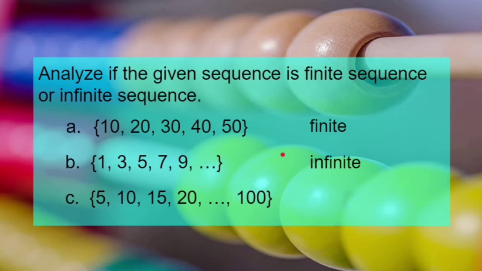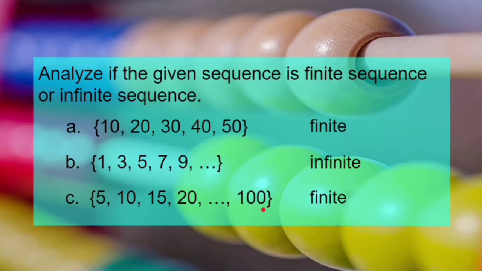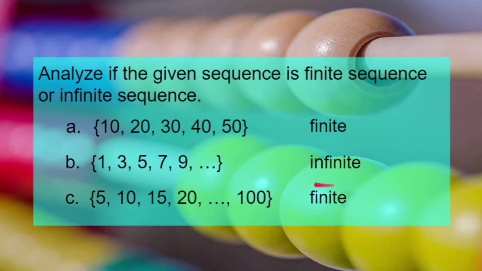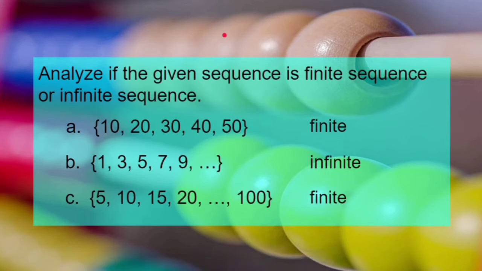And lastly, letter C: 5, 10, 15, 20, up to 100. So there is an ellipsis, but this is a finite sequence, because we have 100 as our last term. So do not be confused. These two examples have ellipses, but only letter B is infinite. Letter C is finite because the ellipsis is in between two terms. We still have an end term here. So I hope you can now differentiate finite and infinite sequences.